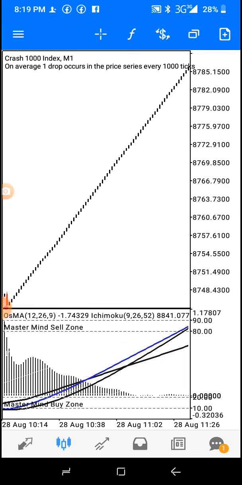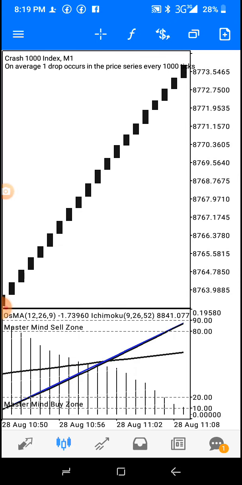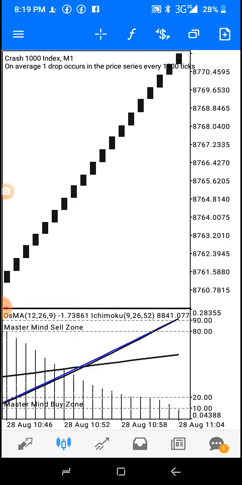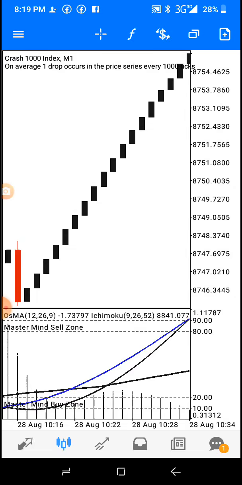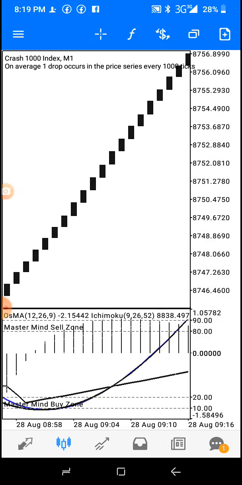Sorry, zoom in. That's the second, and then this is the third zoom level. Okay, so let's see if we can see another setup on crash.